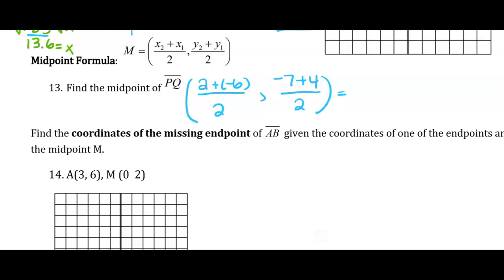2 plus negative 6 is negative 4, and then divided by 2. And then negative 7 plus 4 is negative 3, and then we'll divide that by 2. So negative 4 divided by 2 is negative 2, and negative 3 over 2 just stays as negative 3 over 2. If you are using a graphing calculator, make sure you hit enter after you do the top and then hit enter before you divide by 2. If you plug it all in at once, you will likely get the wrong answer.